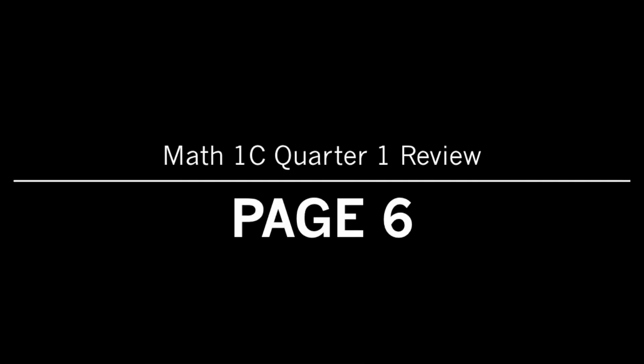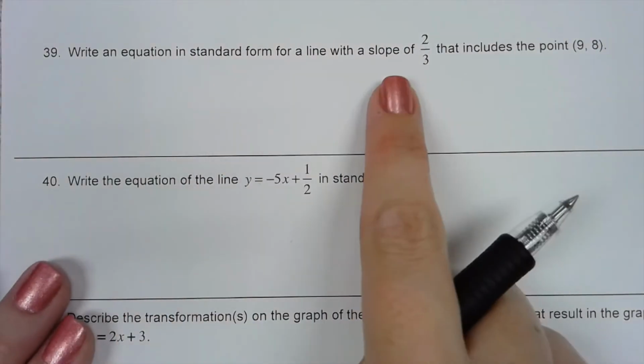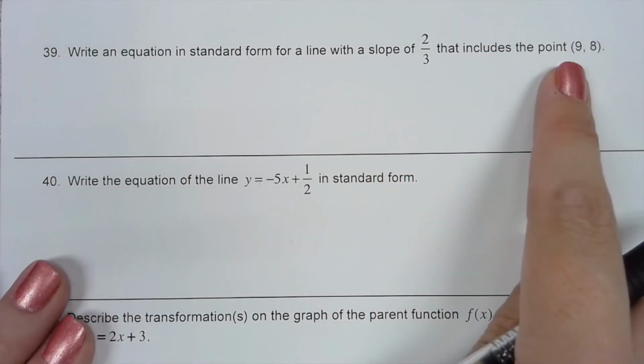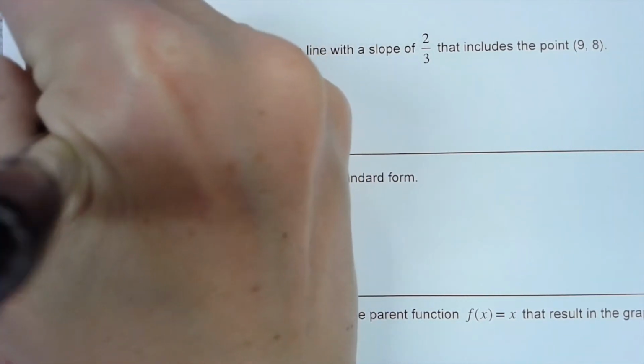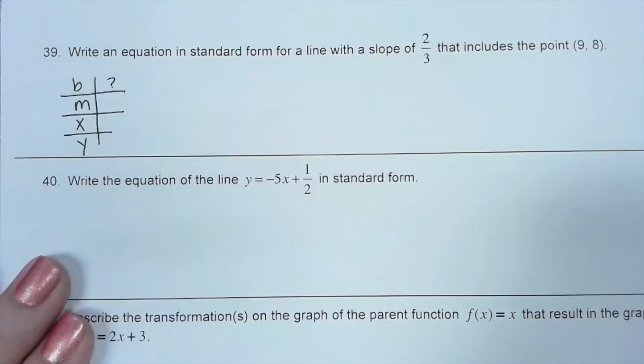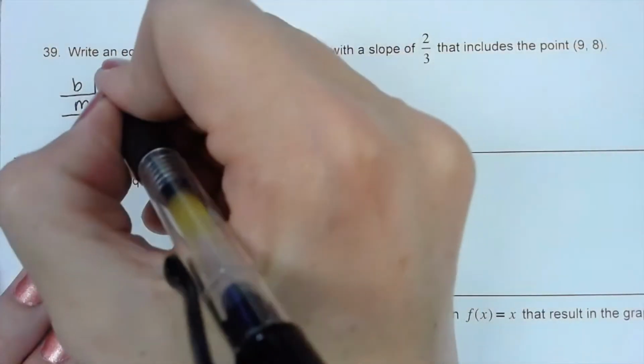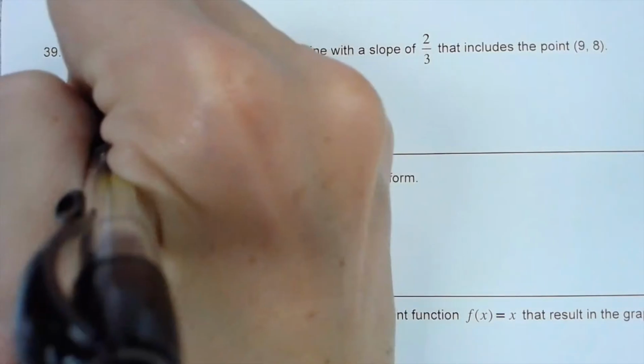Question number 39 has a couple steps to it that you have to take. So first of all, it tells you the slope. It tells you a point that's on the line. So you don't need to start with the slope formula, but in order to write this as an equation, you do need to figure out the y-intercept because you don't know what your b is, so that's what you're solving for. My slope is 2/3, my x is 9, and my y is 8.